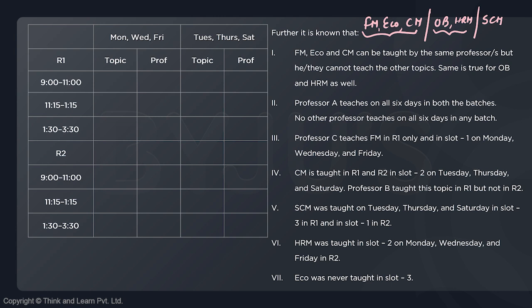What next? Professor A teaches on all 6 days in both the batches. No other professor teaches on all 6 days in any batch. If a professor teaches on all 6 days in both the batches, that means he must be teaching on Monday, Wednesday, Friday. He must be teaching on Tuesday, Thursday, Saturday. So can I say that person must be teaching at least 2 subjects? I hope you are agreeing with me on this. He must be teaching at least 2 subjects.